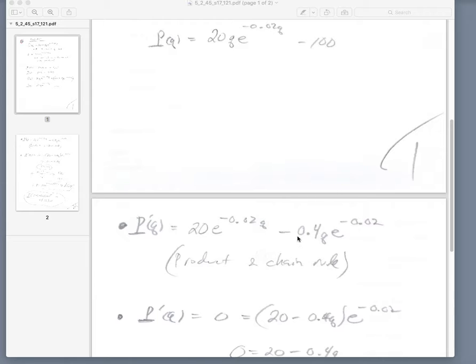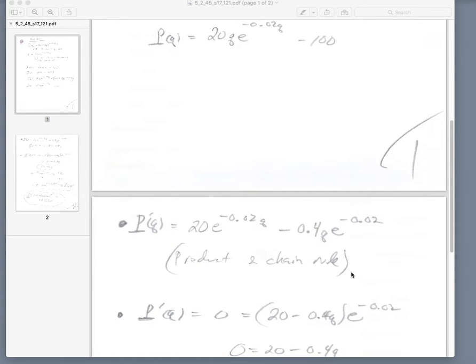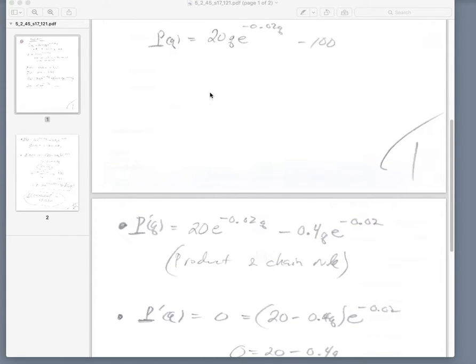And that's where the chain rule forced a minus 0.02 to come out as a multiplier. So we have a plus went to a minus. 20 times 0.02 is 0.4. Okay. So maybe the hard part, I should have shown more steps, but taking the derivative was a combination of the product rule and the chain rule.